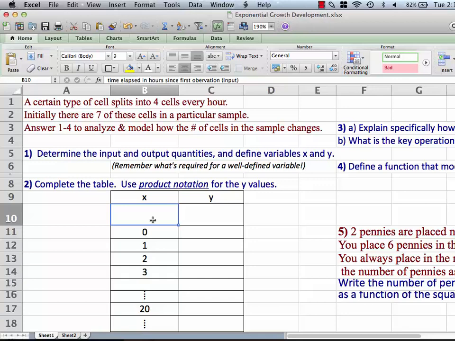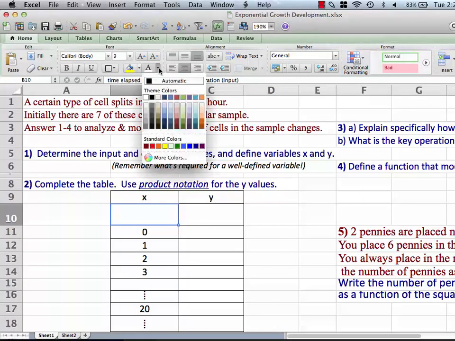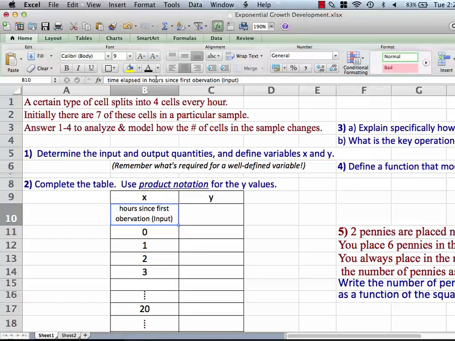Hours since the initial measurement. Yeah, so number of hours since the initial measurement. Yeah, that's great. Let's say, I have something like that. I have hours since the first observation.